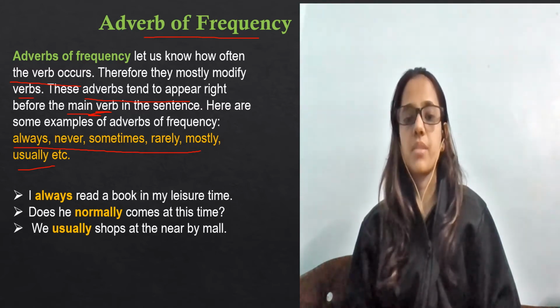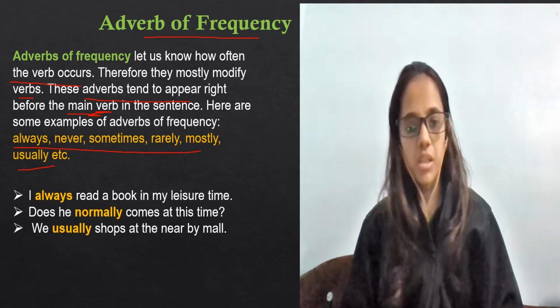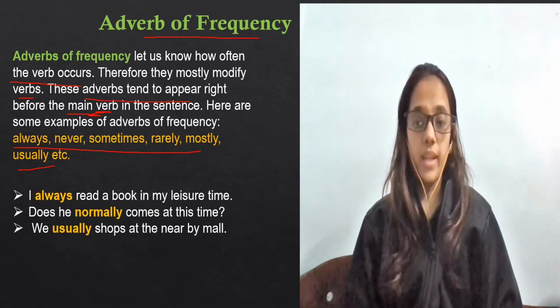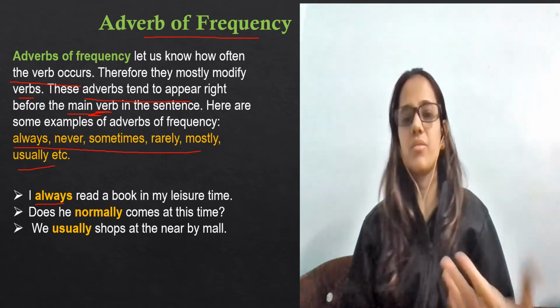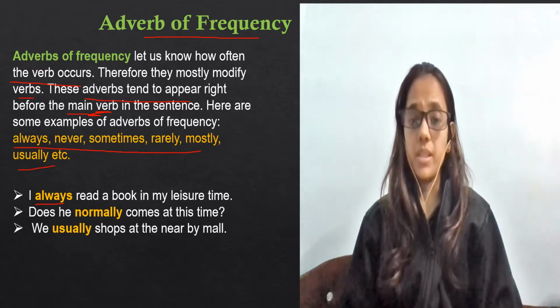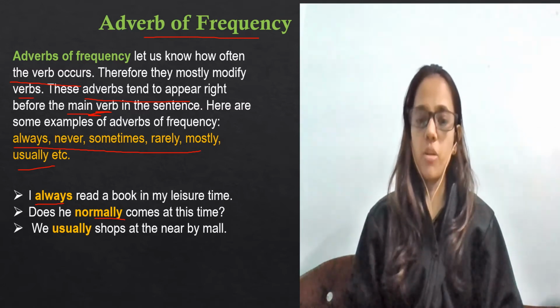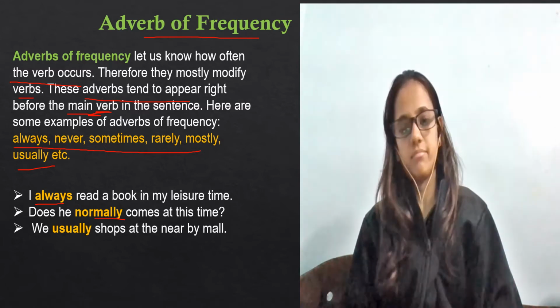Always, never, sometimes, rarely, usually, etc. Example: I always read a book in my leisure time. So when? Always. Okay, most of the time, like always. Frequency क्या है? Always. Does he normally come at this time? Frequency, normally.